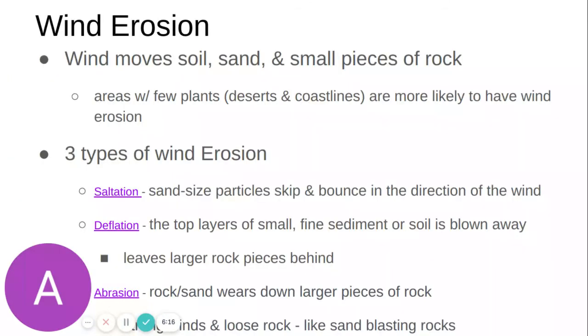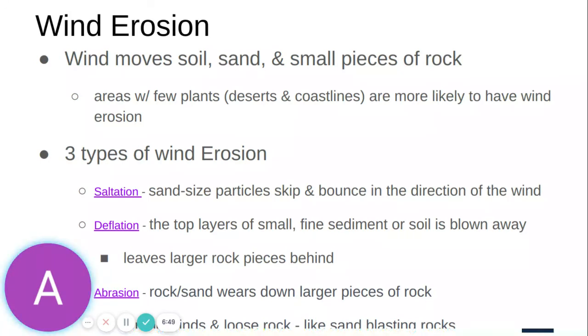All right, wind erosion. Wind moves soil, sand, and small pieces of rock, just like rivers and streams, just like waves at the shoreline. So areas where there's few plants, such as deserts and coastlines, you're more likely to have wind erosion. You don't have that, for instance, with grass. Grass has roots, and what that does is, first off, it covers up all of the sand and soil, but also the roots hold that sand and soil in place. So areas where there's few plants is where you're going to see more of that erosion.